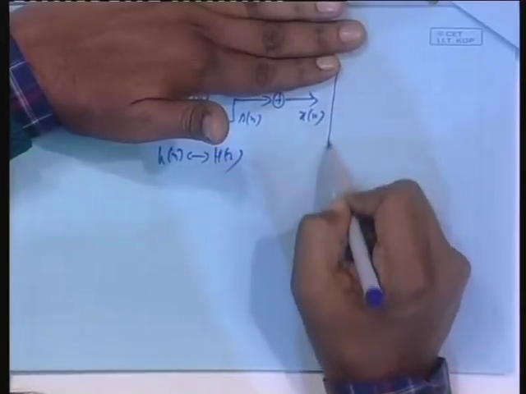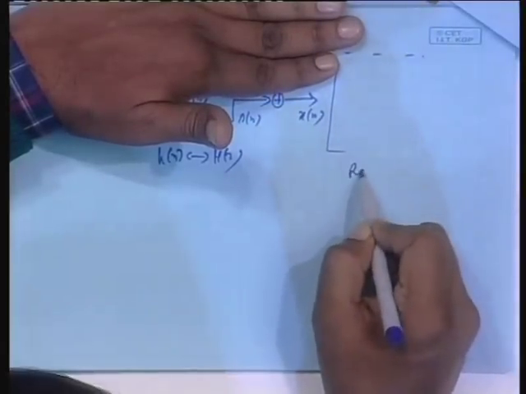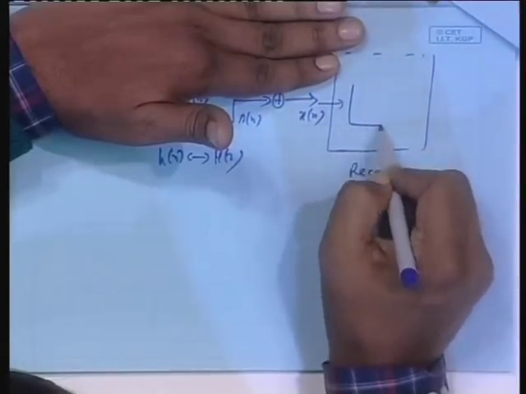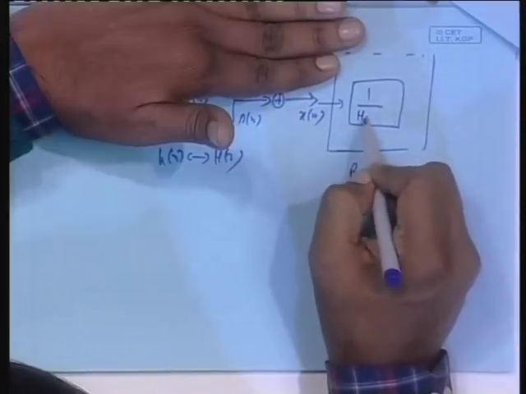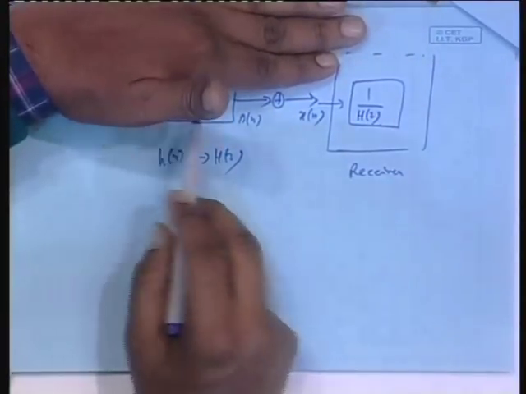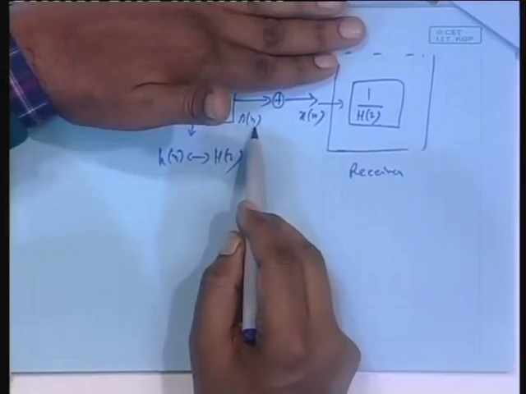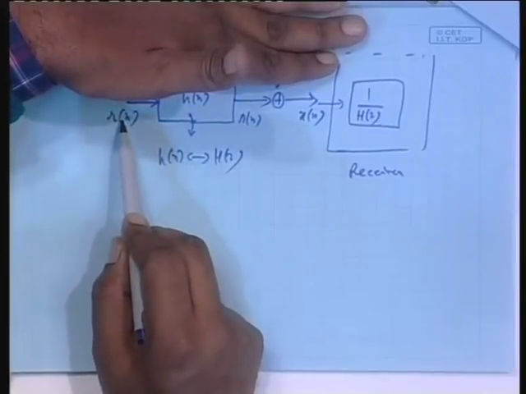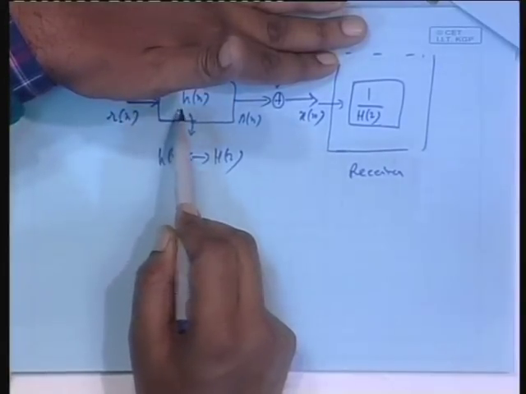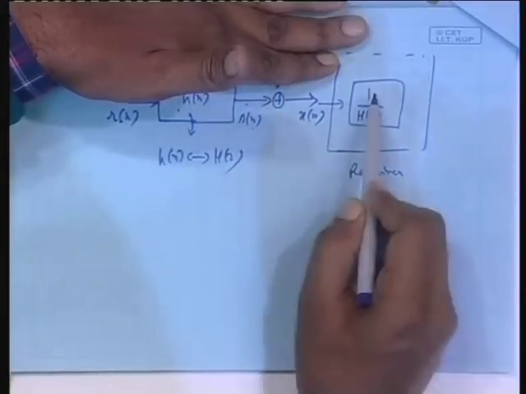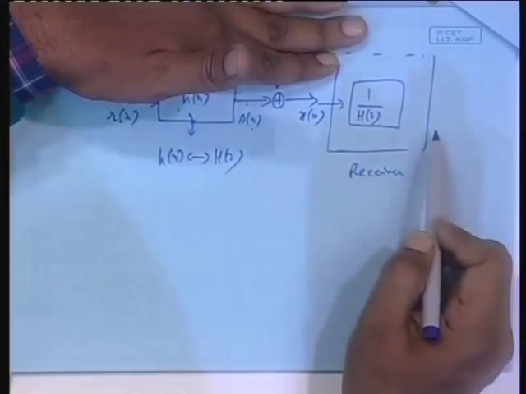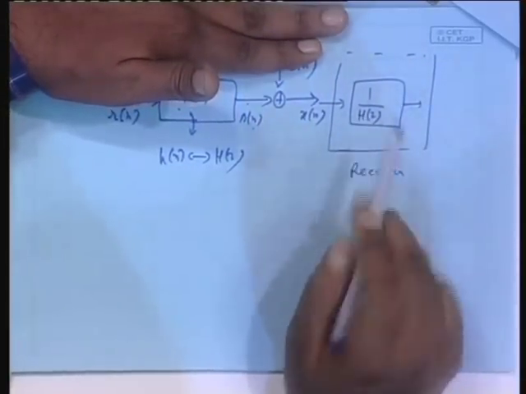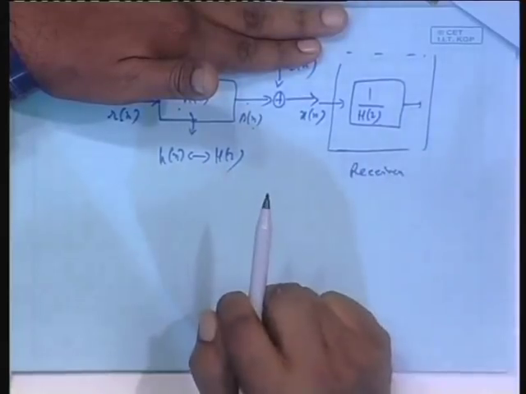Then if I pass this on the receiver side, if I pass it through a system 1 by H(z), R(n) through H(n) gives you S(n). That is, in terms of Z transform, capital R(z) into capital H(z) gives you S(z). So, S(z) into 1 by H(z) will give you R(n) back, R(z) back, if there is no noise, otherwise there will be a contribution of noise. So, this is the basic equalizer, we have to construct this.